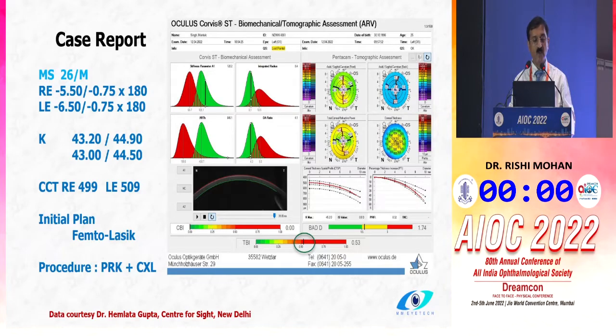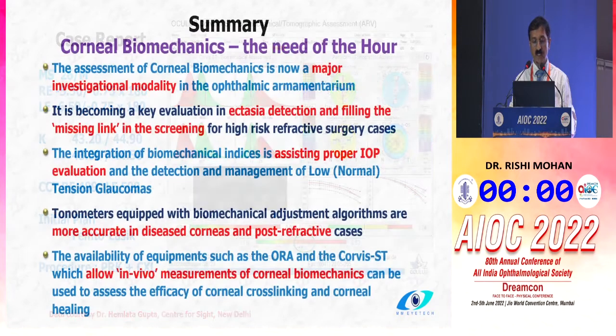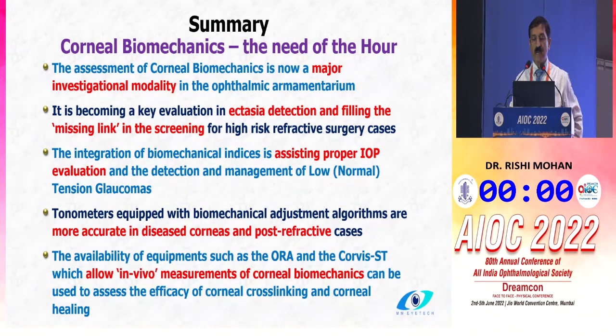Just to highlight a patient who was finally changed in terms of what we were planning to do: a patient who had moderate myopia, normal Ks, not a very thin cornea. The initial plan was to do a femto-LASIK, but after looking at the biomechanics, you can see at the bottom there, the circle where that line is in the red zone, the tomographic biomechanical index of this patient wasn't very good. So he was taken off the LASIK list, put onto a PRK, and also an extra procedure, which means the CXL was done simultaneously.